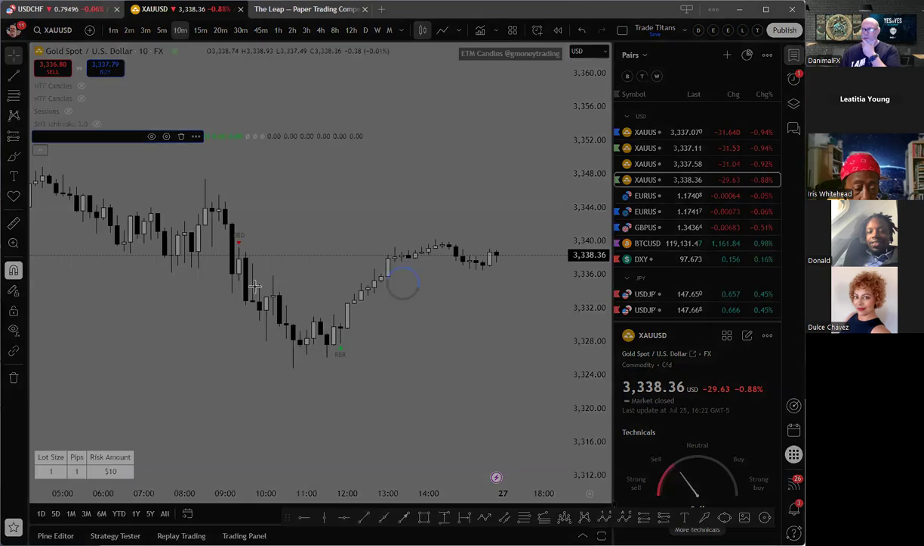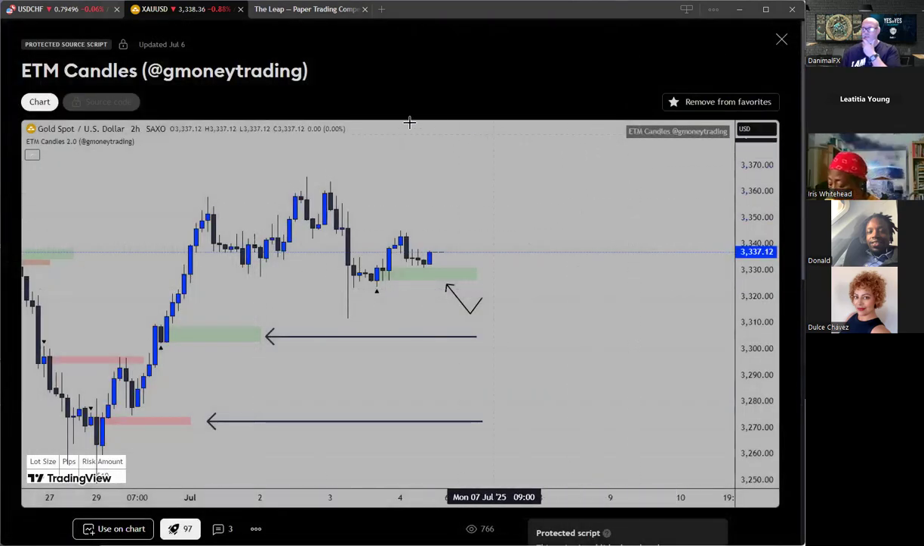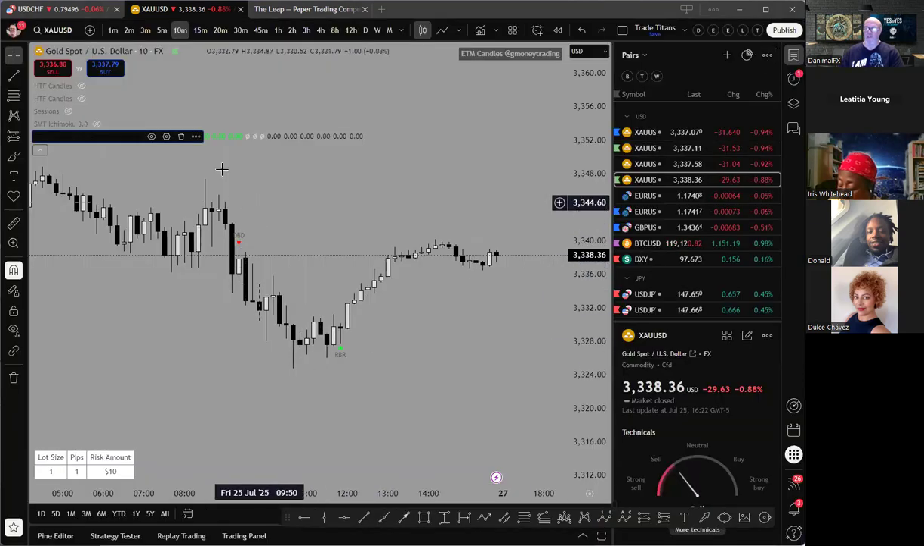About the script. So you click on the About the Script. So it takes you to the ETM candlesticks, and you'll be able to remove or add it to your favorites accordingly. So if you don't have it, you can add it. And let's see if I can get you the link for that, and I can share that in the chat.